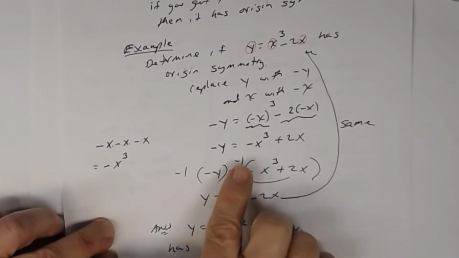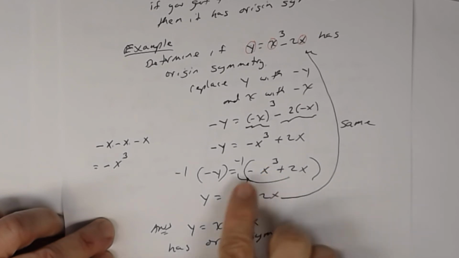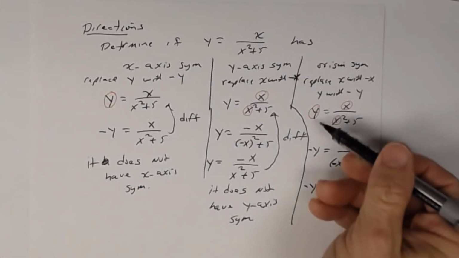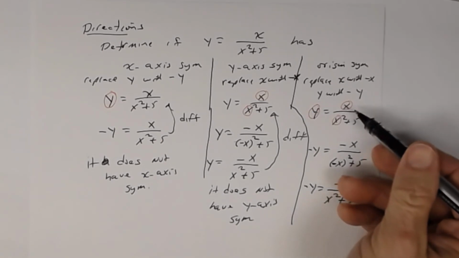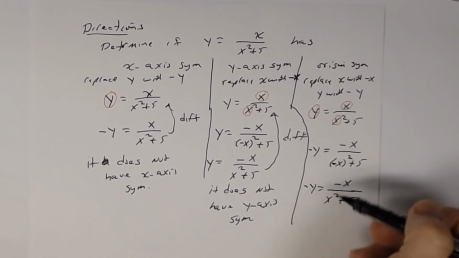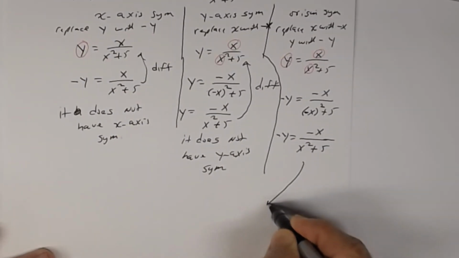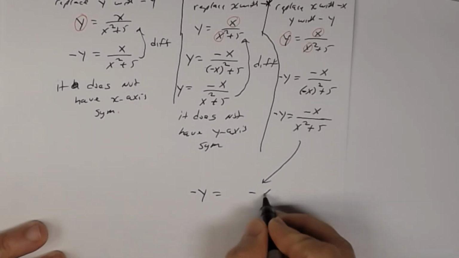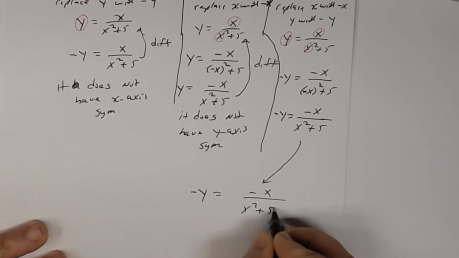So that means if I multiply both sides by negative 1, I get the original back. Negative y, positive y. Positive x, negative x. Those are opposites. Those sides are opposites of each other. So which means this. I want you to think about this. We'll go ahead and write this over. Negative y equals negative x divided by x squared plus 5.